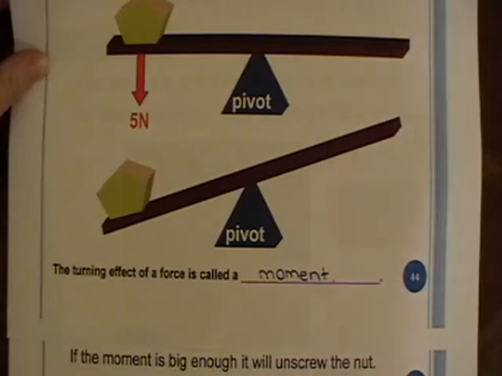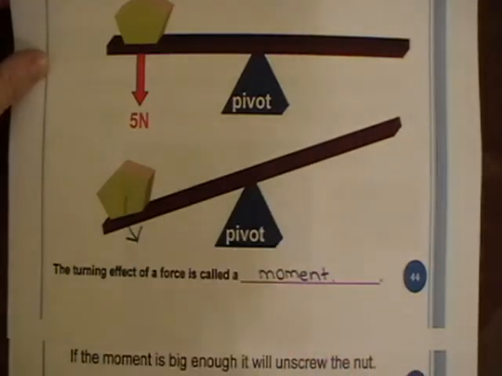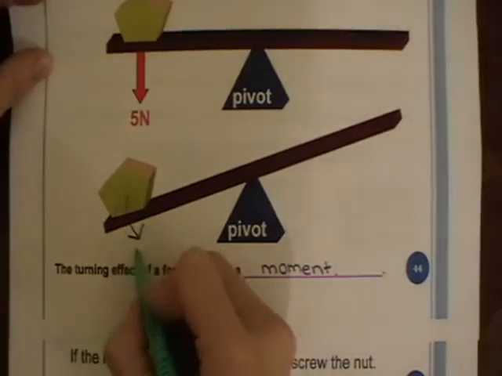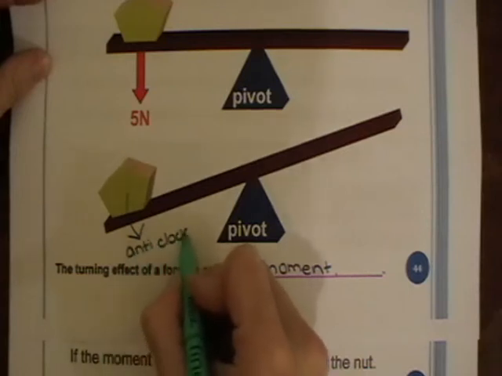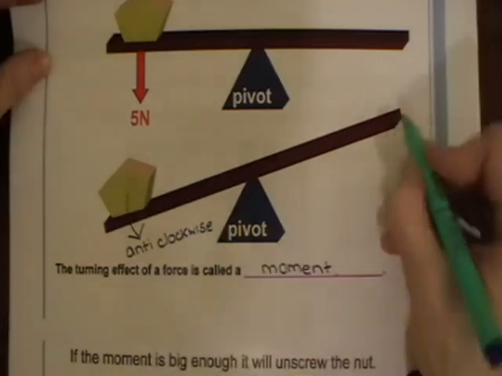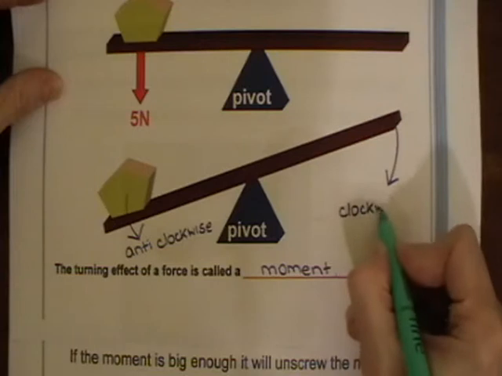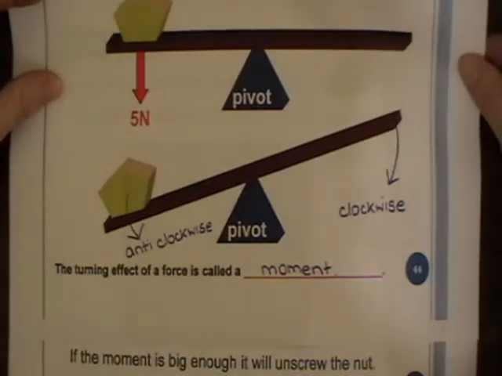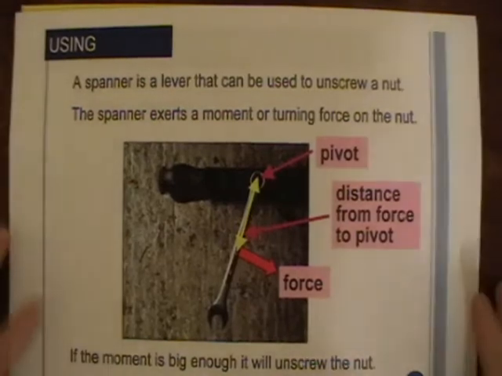So whenever we're talking about moments, you always have to have this idea of a pivot and some idea of a turning effect. And whenever we talk about a turning effect, in this case it's anti-clockwise, or if we had the weight on the other side and it was causing an effect around this way, we would say it is a clockwise moment. And we talk about that as a direction or a sense, the sense that it's going to turn in. So, using moments.